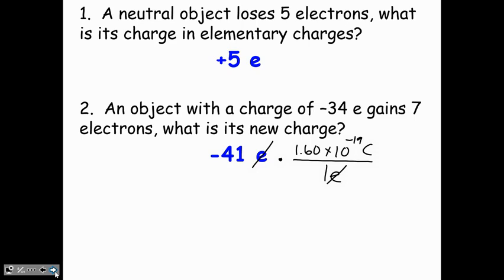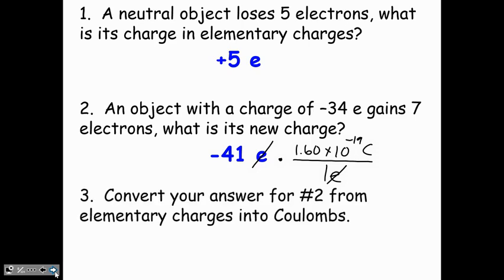Now that conversion has been sitting up there for a minute. Now we'll see what I actually wrote that for. That is for the third question. If we were to convert the answer from number 2 from elementary charges to coulombs, we would use the same process that we went over before. Multiply the value by 1.60 times 10 to the -19 coulombs per 1 elementary charge, giving us a charge of -6.56 times 10 to the -18 coulombs.